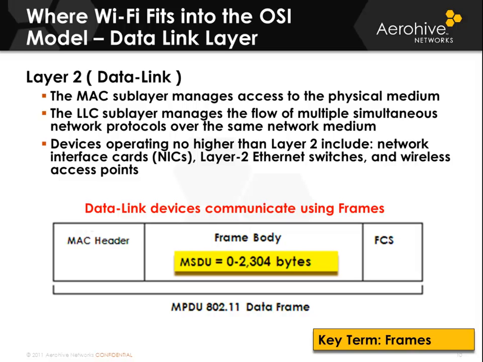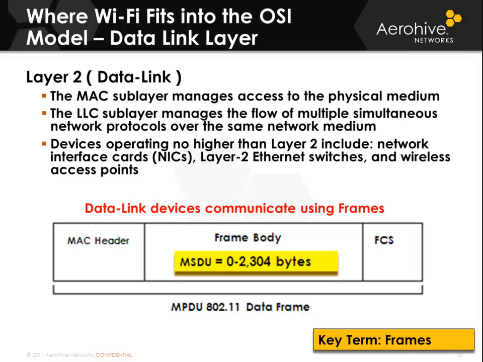Devices operating no higher than layer 2 include things like network interface cards, layer 2 Ethernet switches, bridges, and access points. Access points work as multiple different devices. In this discussion, they are more hub-like. They're also not going to have the ability to make switching happen because you can't switch a wireless signal in the air. When you look at the diagram, you can see that there is a MAC header. We have the frame body, which is the MSDU, and we have the frame check sequence, which is where we have the cyclical redundancy check.